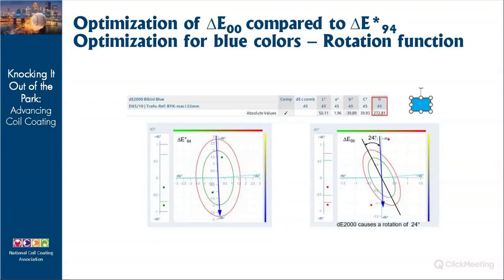The other thing that happens with delta E2000 is in the blue region, only in the blue region of color space. They found that for better visual correlation, these ellipses get tilted. And it's actually tilted by 24 degrees. So again, originally passing, now both of these two samples would fail. So it's gotten squeezed, the ellipse again, but it's tilted is the key.